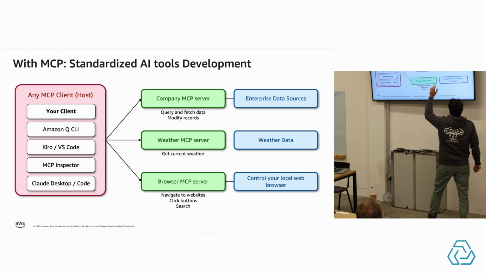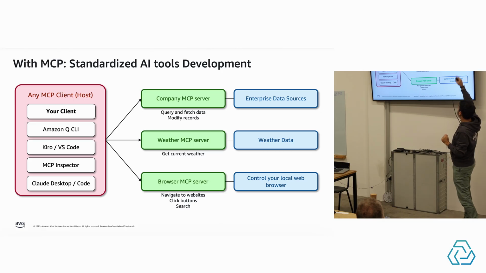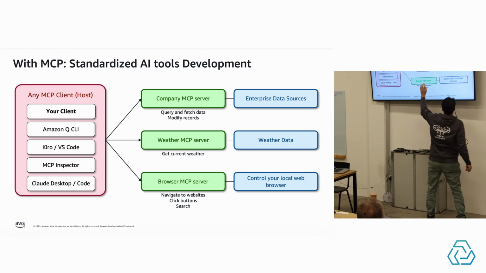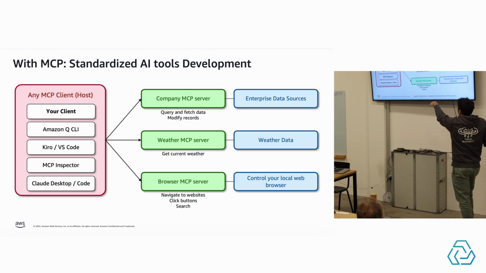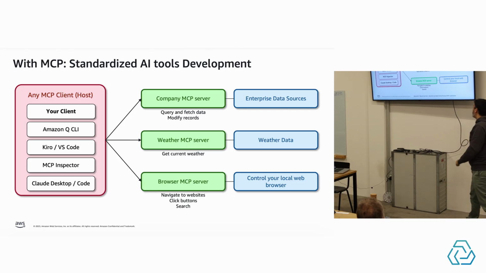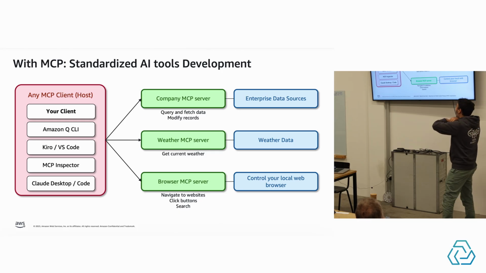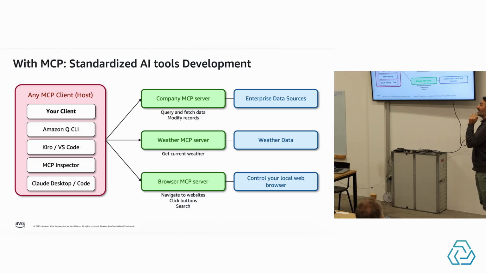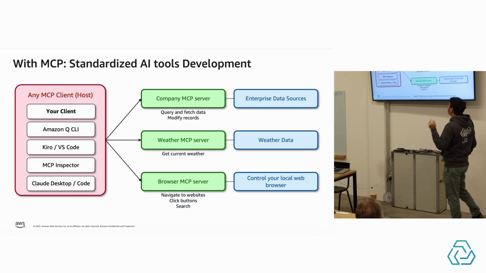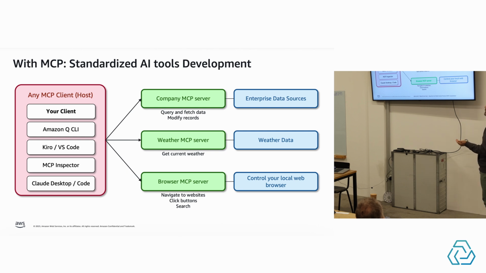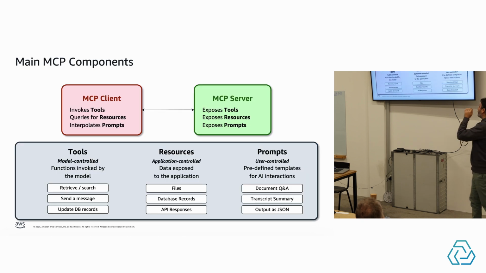You can have a company MCP server that connects to an enterprise data source. You can have even a browser MCP server that takes control of your local web browser. You can query the internet. You can do anything in a standardized way and pass the data to an AI tool. Seems like a great idea. It is. It solved the standardization problem, but it comes with some fine print.